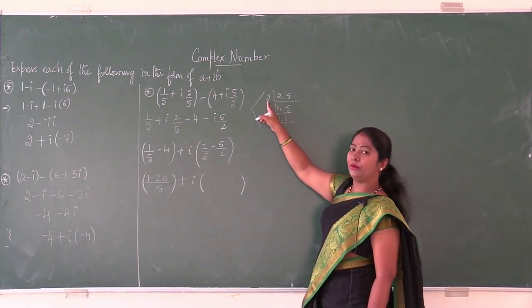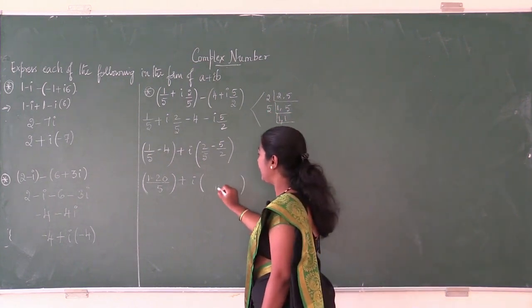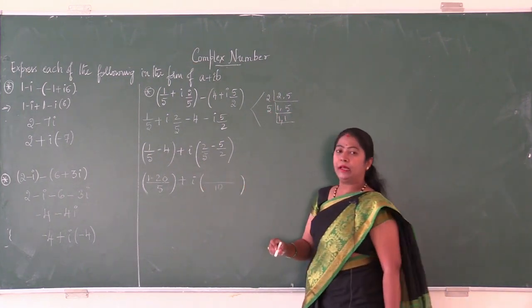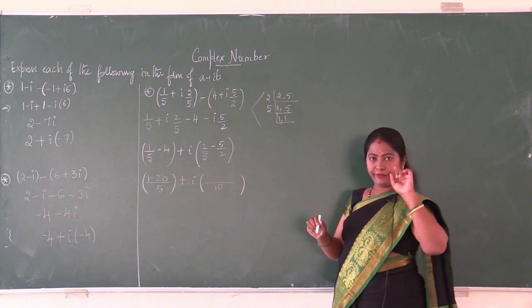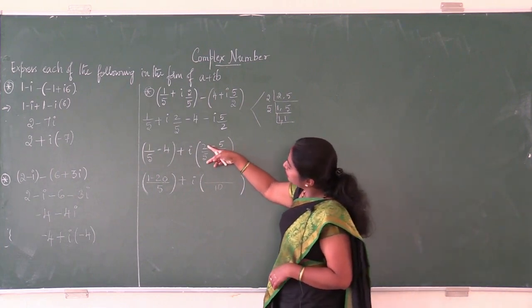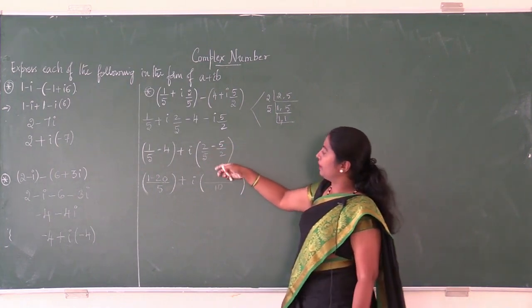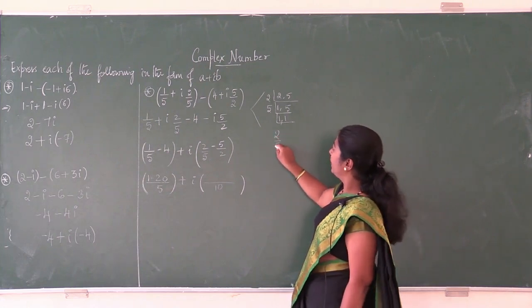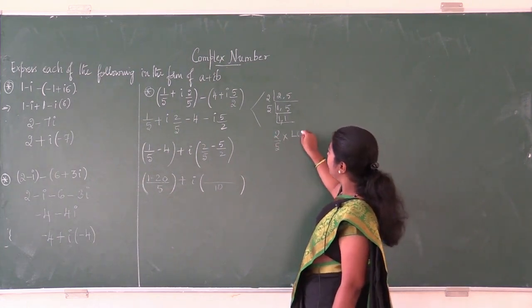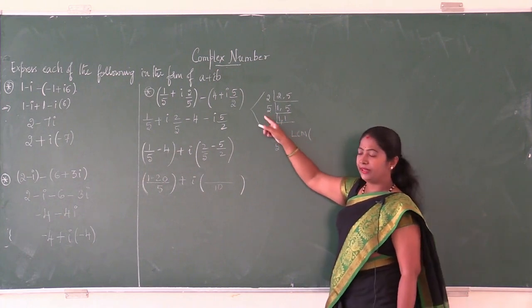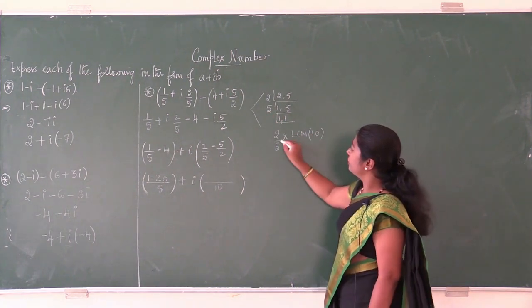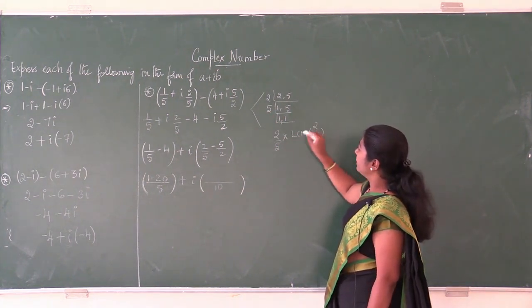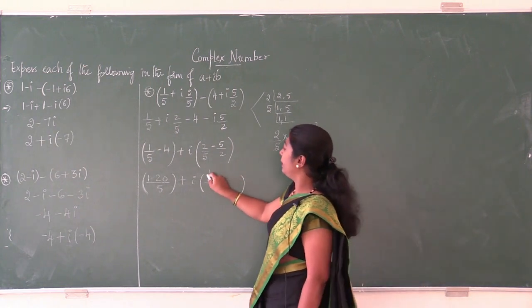So, what is 5 into 2? 10 will be the LCM. Now, after this, you need to consider the first part of the term. What is the first part? 2 by 5 is here. So, 2 by 5 into LCM. What is LCM? We arrived at 10. So, when you simplify, 5 ones are 5, twos are, what is 2 into 2? It will be 4.